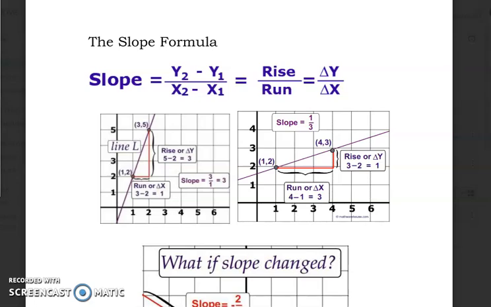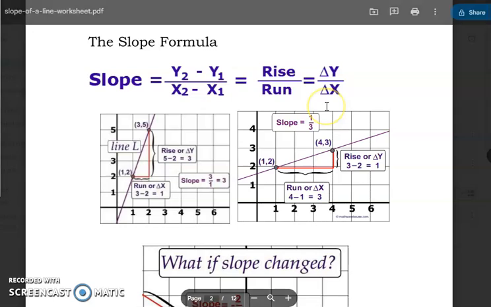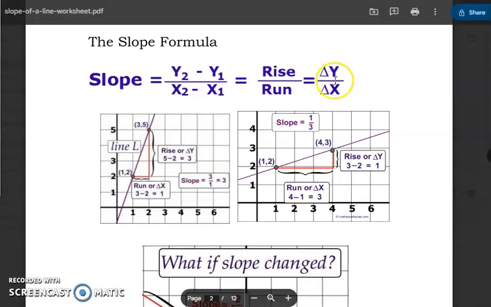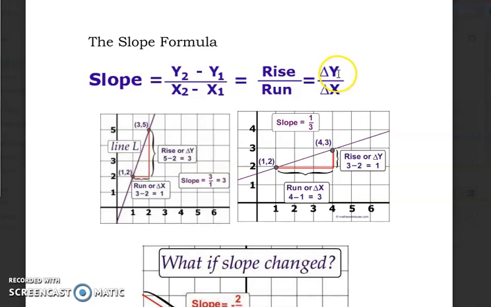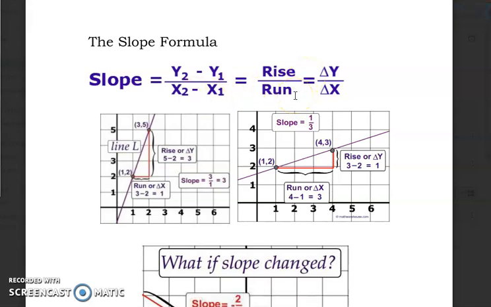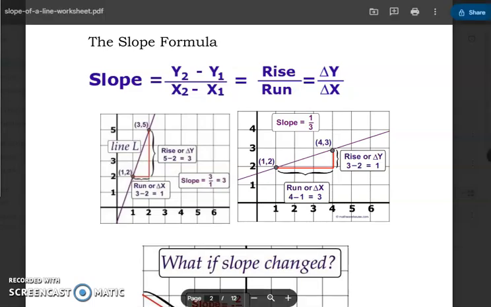Hey everyone, we are working with the slope triangle again. In our last video, we talked about all of this stuff here: slope, y2 minus y1 over x2 minus x1. That was one way. We could also do rise over run, and then delta y over delta x, which basically means change in y over change in x. So this is kind of what it looks like, and we drew this last week.